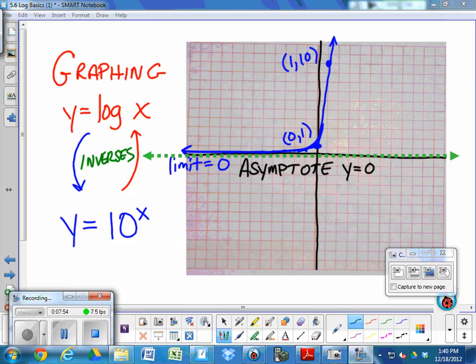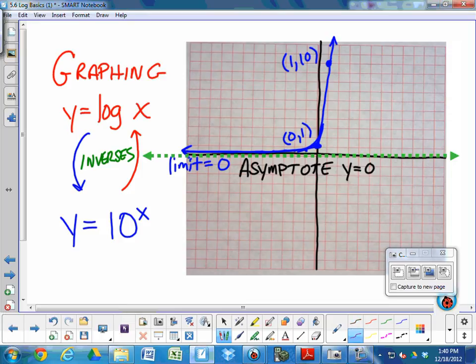Everything that we see on the screen right now, then, is the graph of y = 10 to the x, and it's in blue. From here on out, the graph will focus on y = log x. Now, one thing to remember, when you're graphing y = log x, what's understood to be right here? 10. A 10. All right?